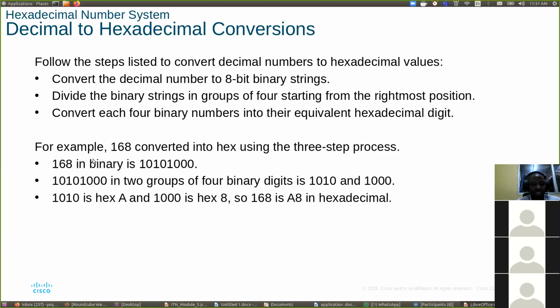So here is an example: 168 converted to hex using 3 steps. When we convert 168 into binary, this is what we are going to have: 10101000. So this binary is in 2 groups of 4. You take 1010 as one group, and then 1000 as another group. 1010 in hex value is A. 1000 in hex value is 8. So your hexadecimal value now is A8.